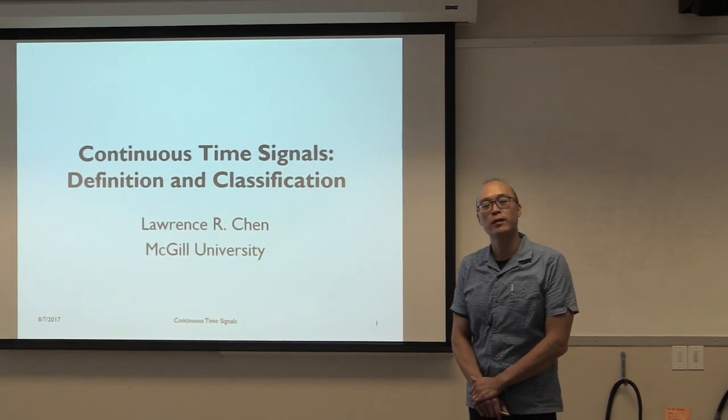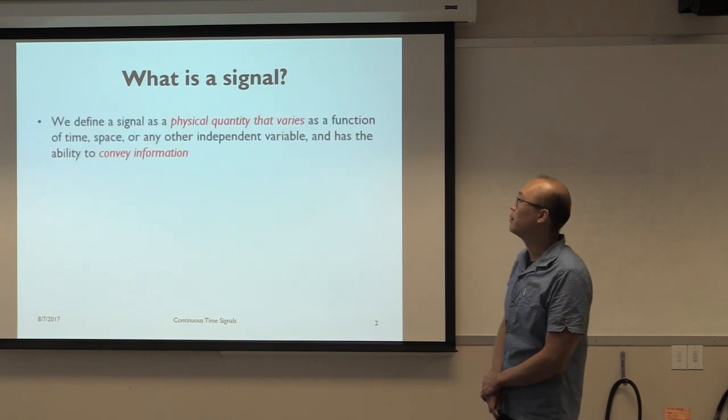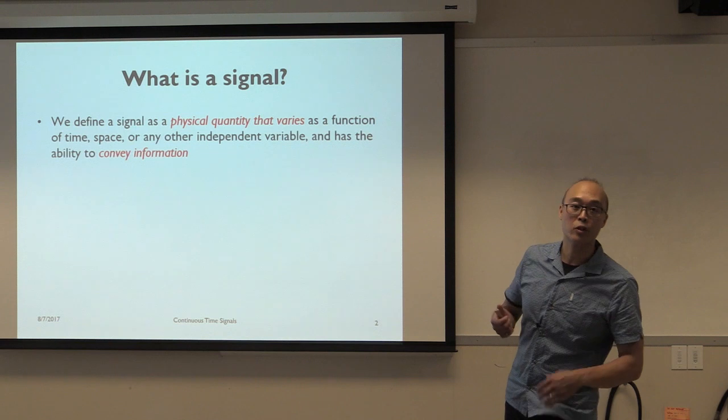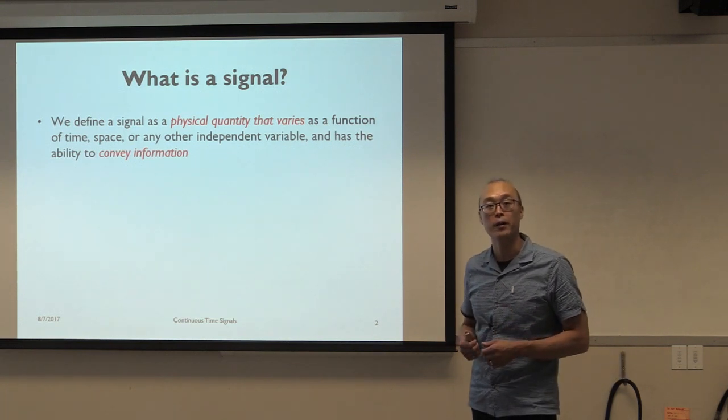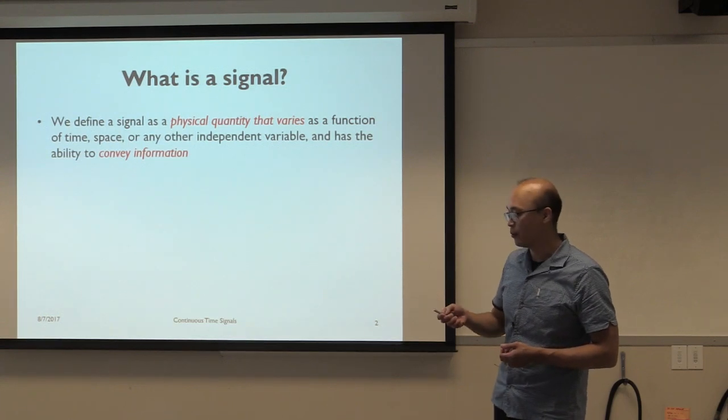Hello, in this video we're going to take a look at a few basic notions of signals. So what is a signal? A signal is defined as a physical quantity that varies as a function of time, space, or any other independent variable. The most important thing though is that the signal should convey some information.